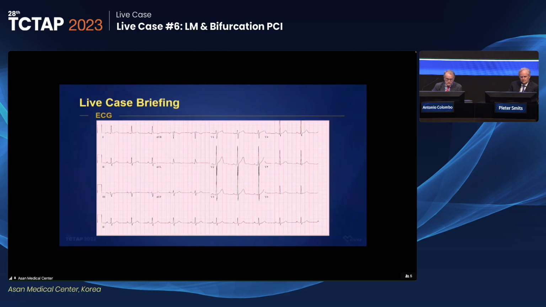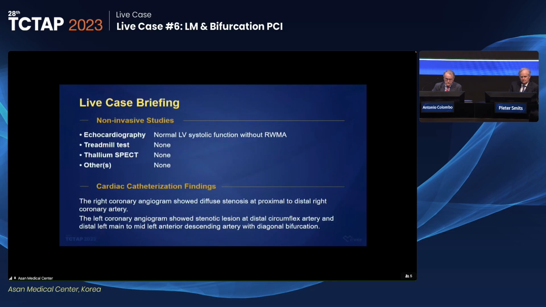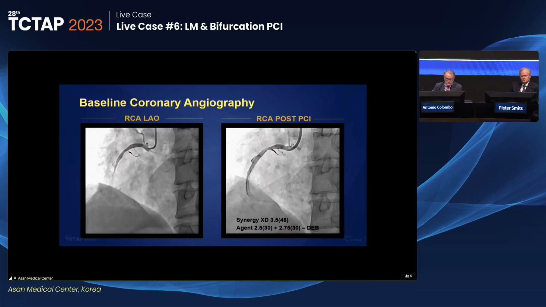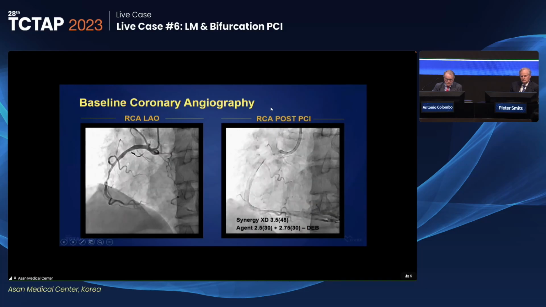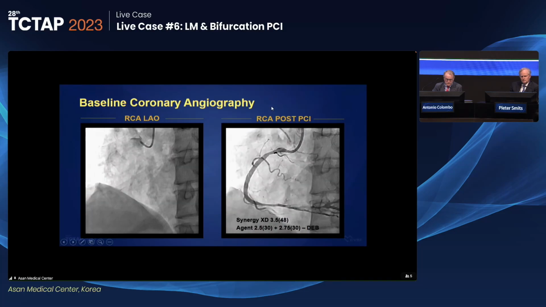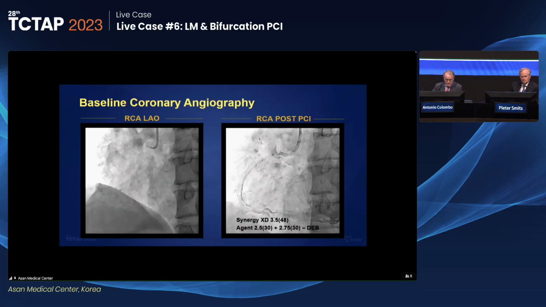Next. EKG shows normal sinus rhythm, and there are no specific changes. Next. Chest X-ray shows no cardiomegaly, and there is no active lesion in both lungs. Next. Echocardiographic findings show normal LV systolic function without regional wall motion abnormality. Next. This is the right coronary angiography. The right coronary angiogram shows diffuse stenosis proximal to distal RCA, and we have already treated this region with Synergy XT stent and DCB. Next.